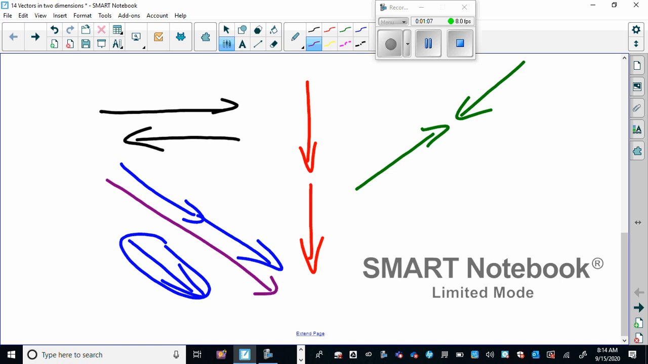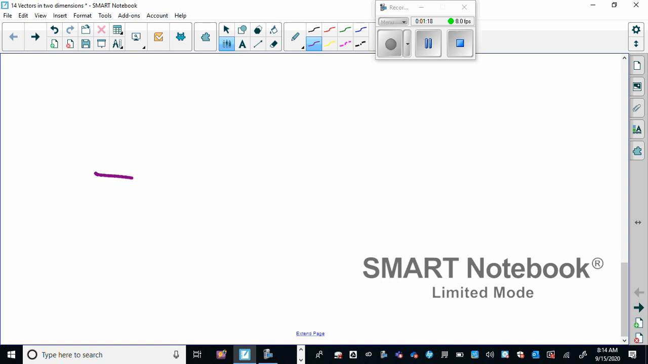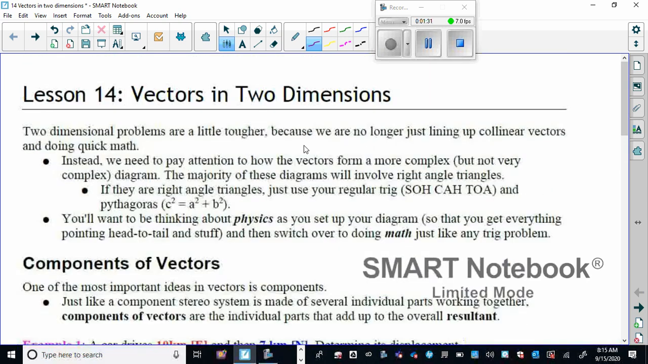Vectors in 2 dimensions means that they're not along the same line. So for example, one vector may go to the right and one vector may go up. Right, so that's in 2 dimensions, an x and a y component. And that's the theme of this lesson: components. So if I draw a vector, I can separate it into an x and y component.